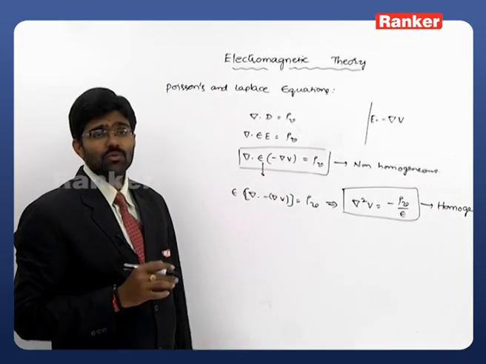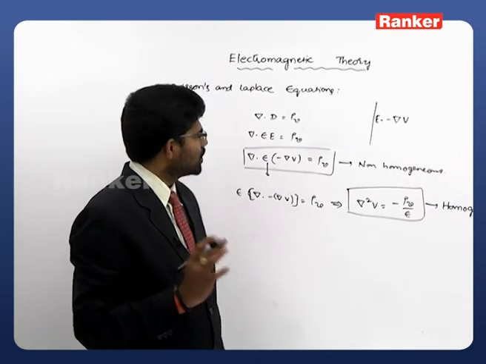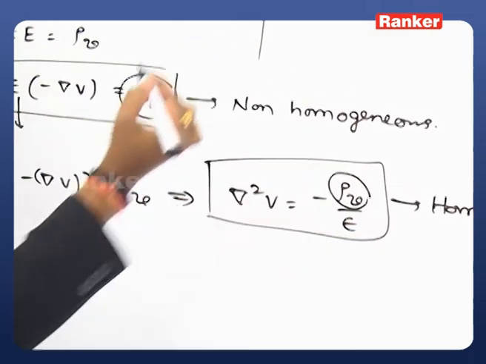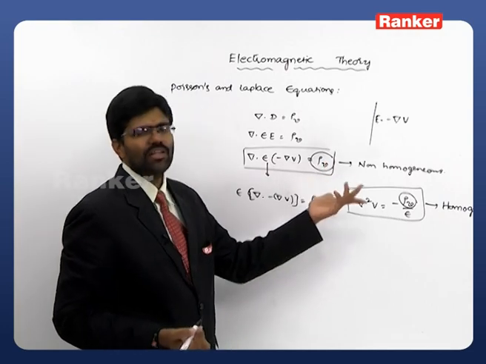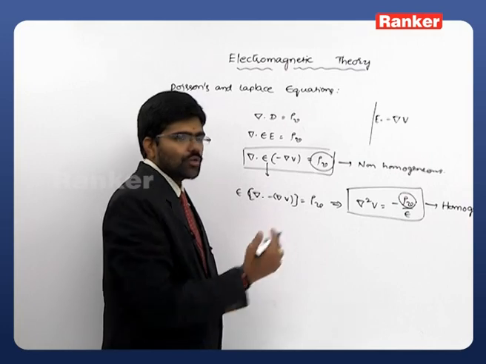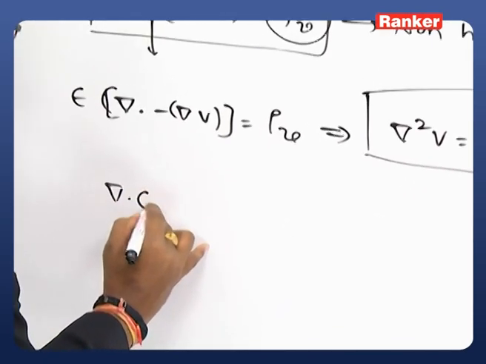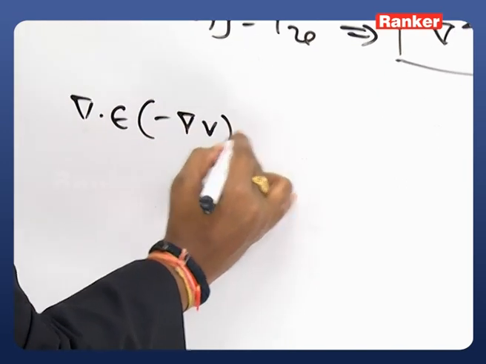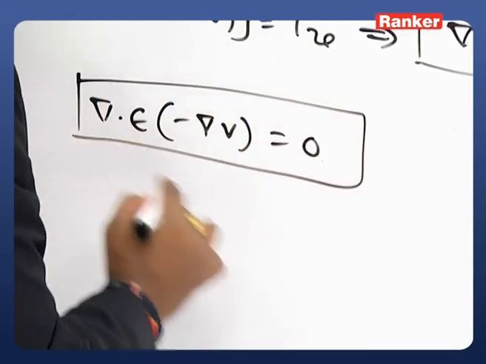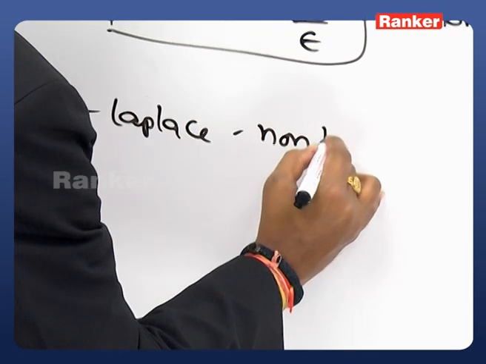A special case of these two equations is called as Laplace equations. What is that special case? Simply the region we are considering is a charge free region, so this rho v will not be there. Since we are considering a charge free region, rho v is equals to 0. So if you substitute rho v is equals to 0, this equation now becomes del dot epsilon minus gradient of V is equals to 0. Simply this equation is said to be the Laplace equation for non-homogeneous medium.